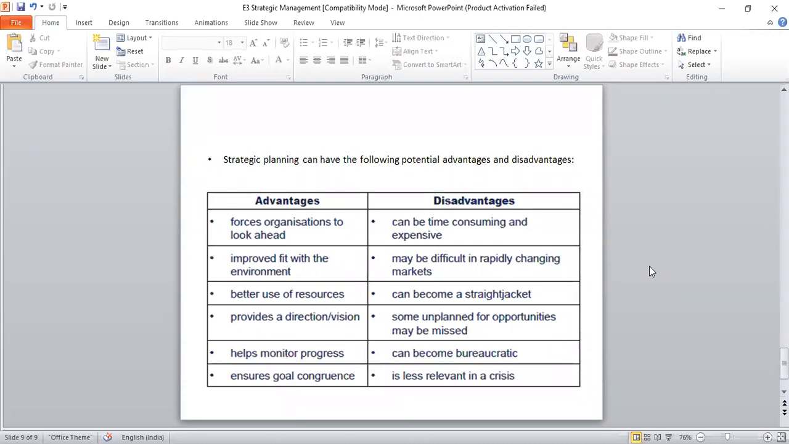The advantages are it focuses organizations to look ahead. Planning helps them to look into the future. It leads to improved fit with the environment, to survive in the environment, to be accepted in the environment. They can better use the resources. Now, not all resources are abundantly available, so they have to utilize these resources in such a way that the profitability is maximized. Maximization of profitability is the goal there.